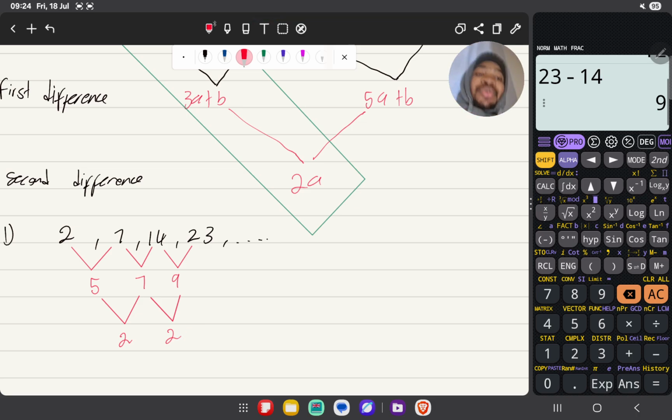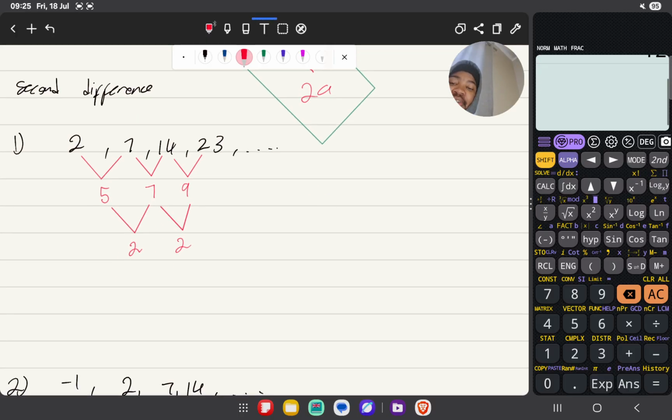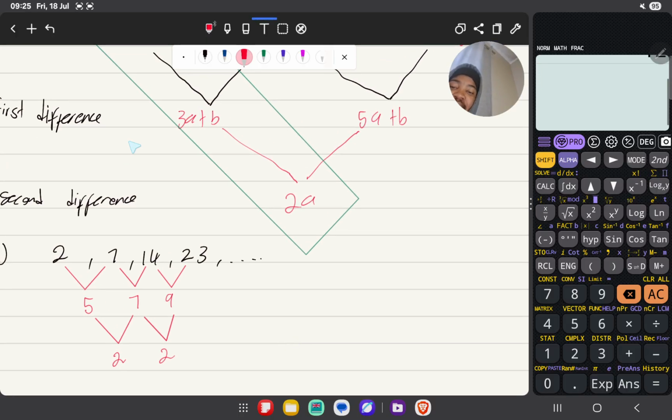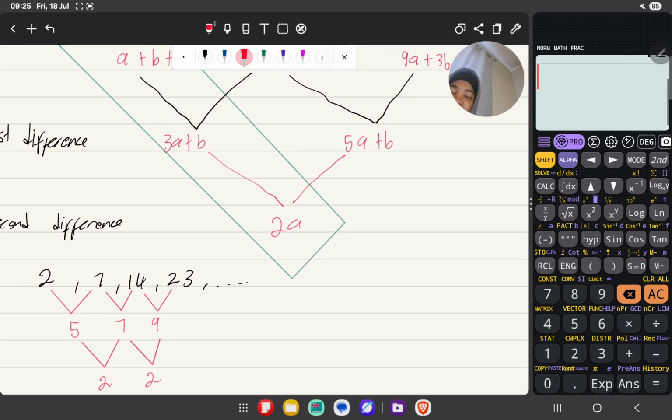So this is also one of the easiest ways to spot a quadratic sequence. You would see that the first difference is not the same, and the first difference is an arithmetic sequence. For the second difference, the numbers are all the same, so we have a common difference. Now how we end up finding the general term: the second difference equals 2a. Therefore 2 equals 2a, and then a equals 1.